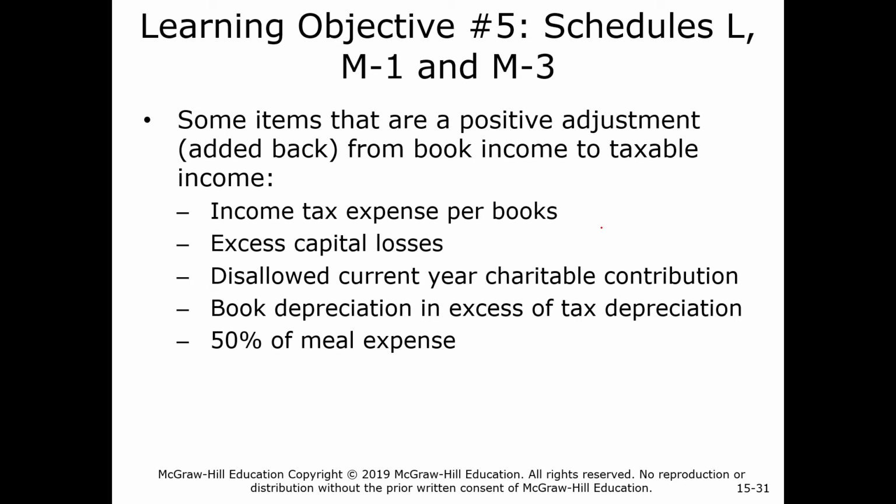In our book income, we subtracted a certain amount of charitable contributions, but these are disallowed for tax purposes because they don't meet the 10% threshold. There could be instances where our book depreciation under straight line or any other method exceeds our total tax depreciation calculated under MACRS. And we may have permanent differences like the 50% on meals, the Keyman life insurance, and things like that.